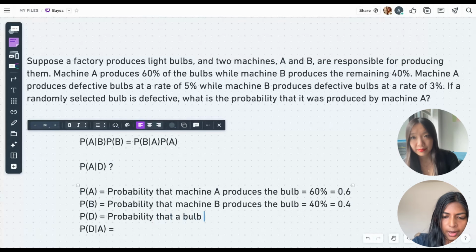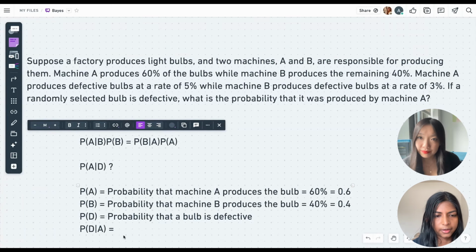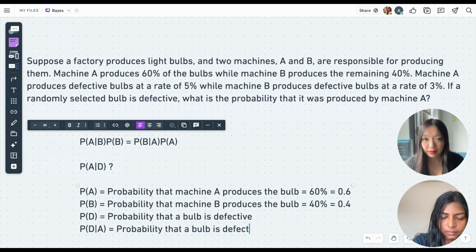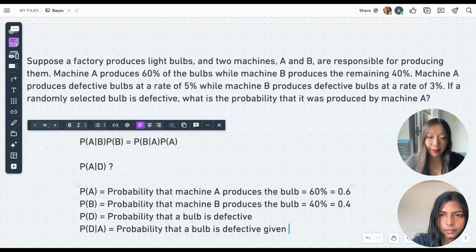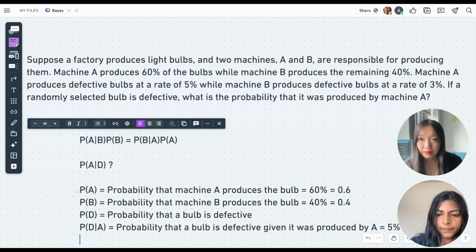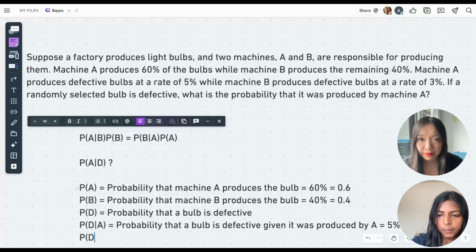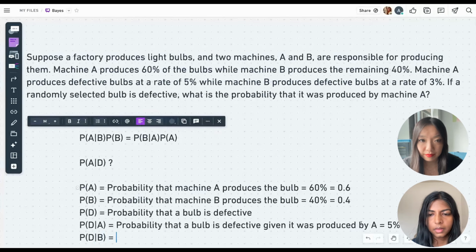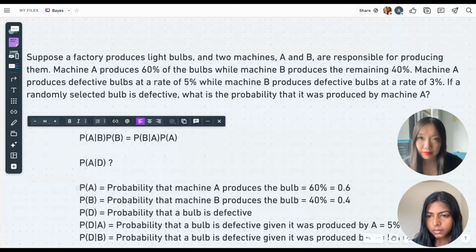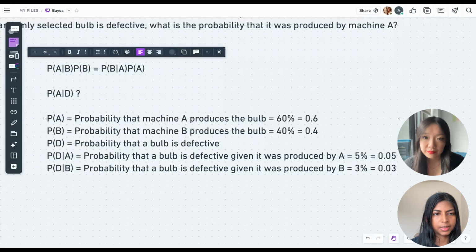And we don't have this, so we'll need to calculate it, but I'll do that once I write out the other probabilities that we already know. So we already know P(D|A), and that is 5%. I'll write it down. And we also know P(D|B), and that is 3%. Okay, so now I think I've written down all the probabilities that we've been given.